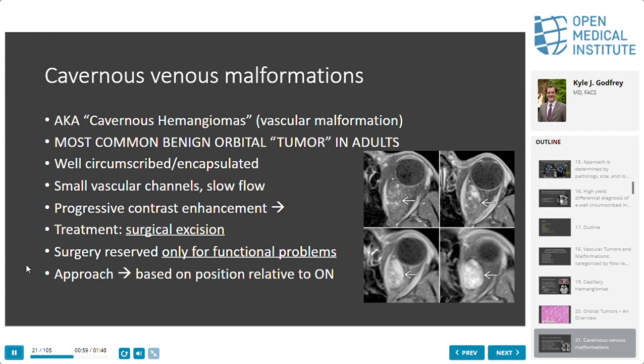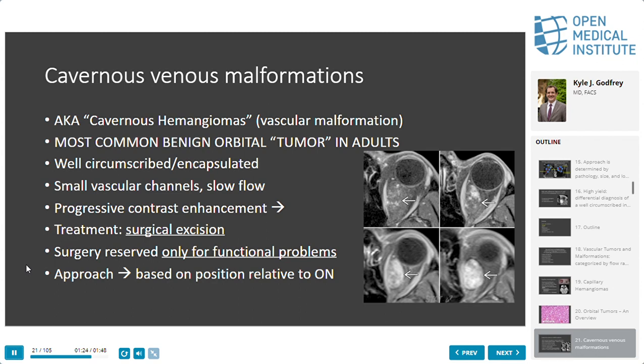They demonstrate progressive enhancement with contrast. This is frame 1, frame 2, frame 3, and frame 4, and you can see it slowly filling with that contrast material over time. And in contrast to the capillary hemangiomas, these are surgically excised whenever they're producing a problem. Just because you see one of these incidentally within an orbit does not mean you have to remove it. These are typically only removed when they're causing problems.